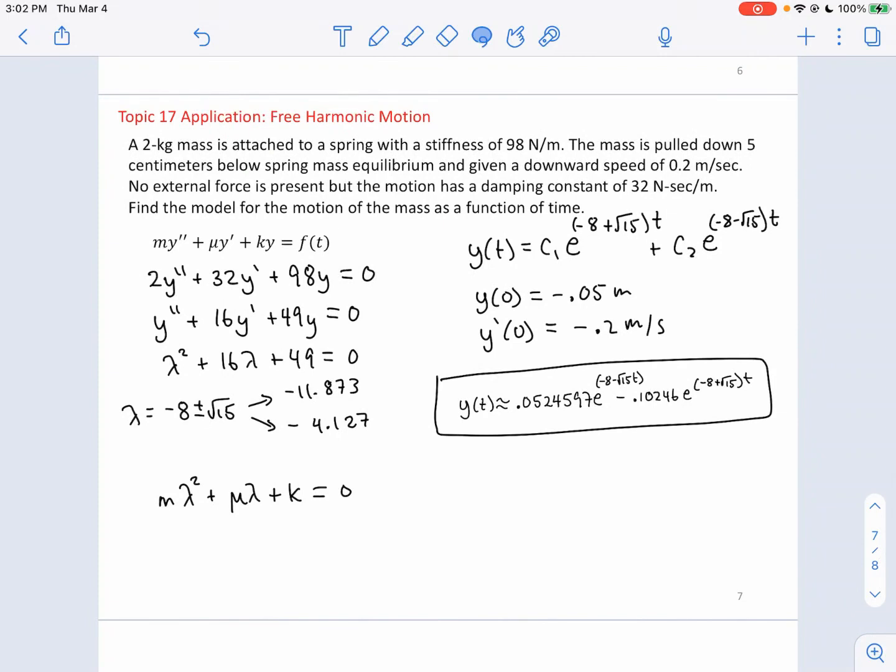Okay, and this wraps up our discussion on free harmonic motion. Next topic, we're going to be doing forced harmonic motion, which is where the forcing function over here will be non-zero.